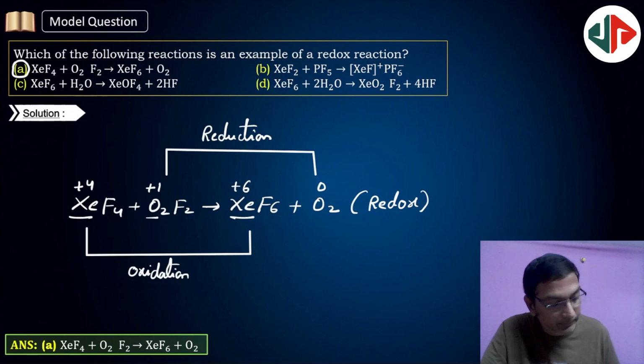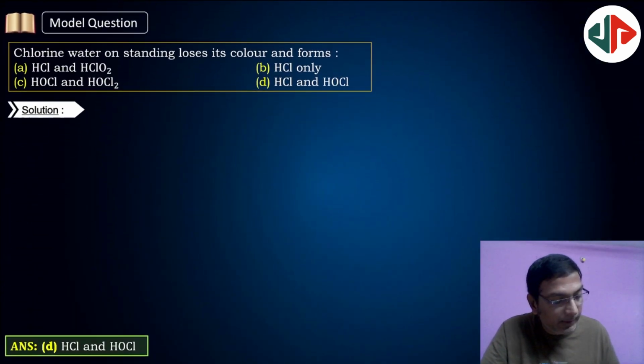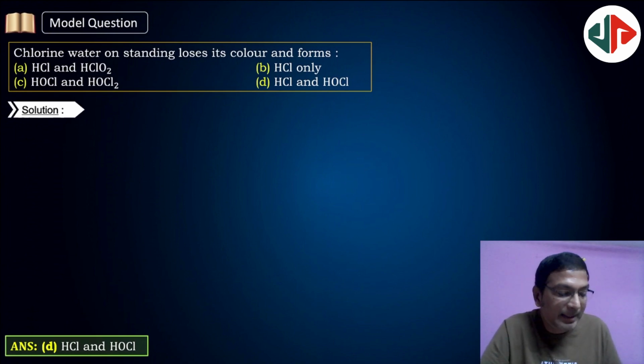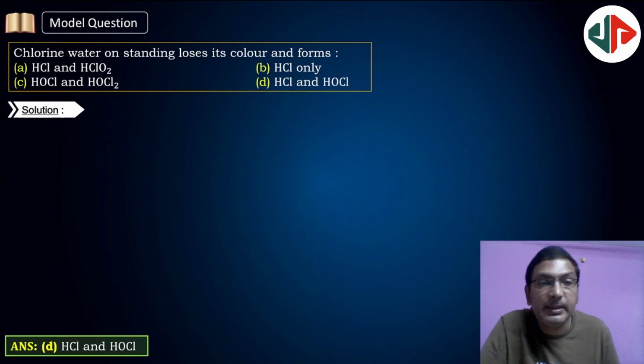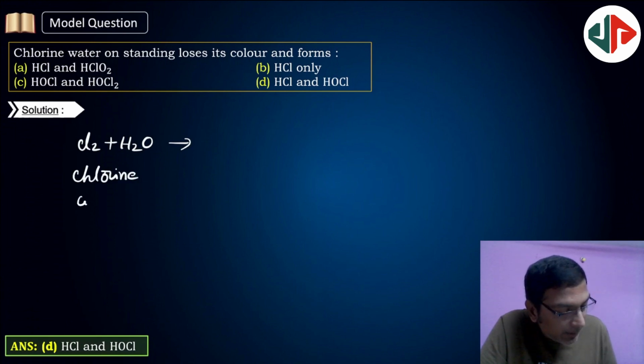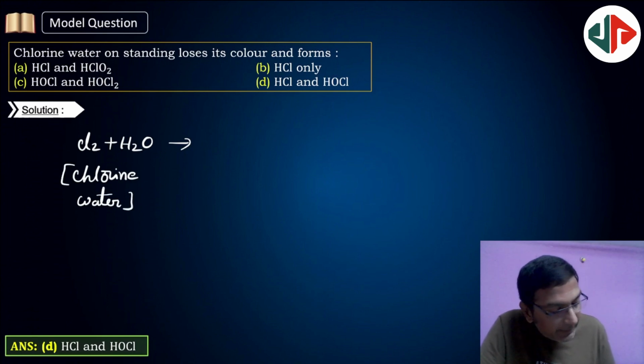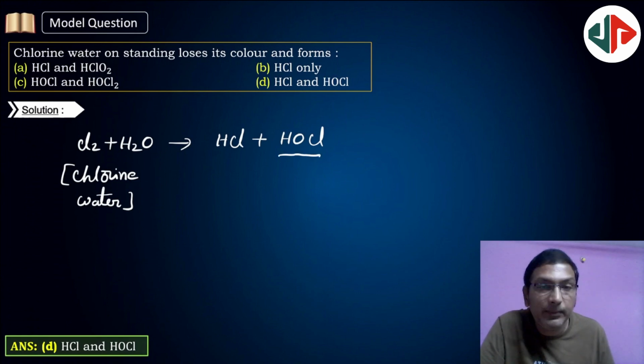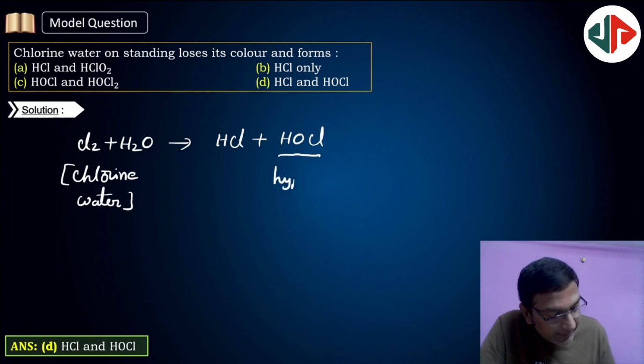Next. Chlorine water on long standing loses its color and forms what? Chlorine water means Cl2 plus H2O. Chlorine water on long standing gives HCl plus HOCl or HClO. So hydrochloric acid, we know this one, and hypochlorous acid.